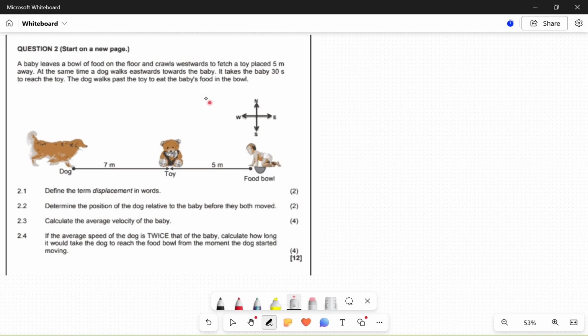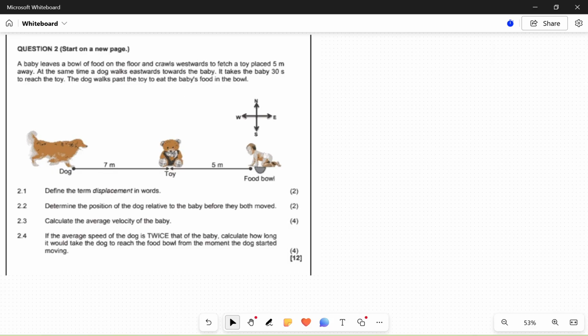So in this video what we'll be doing is revision, basically. We're looking at our vectors and scalars. So let's get right into it.